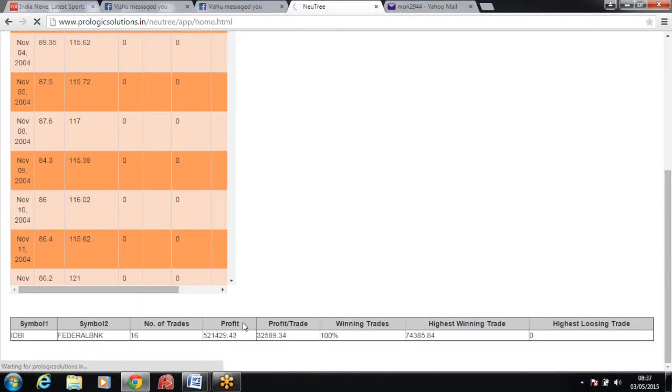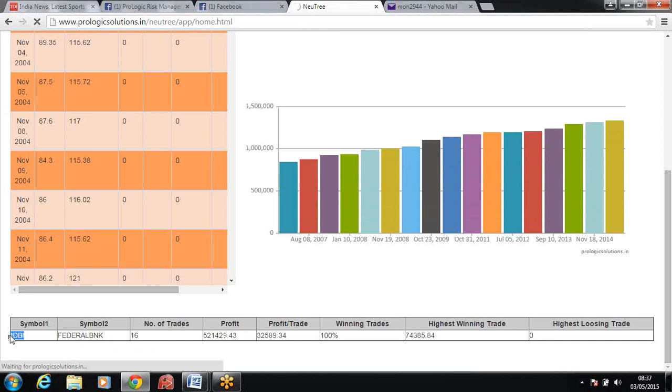So you can just see that. This is IDBI and Federal Bank, and we had 16 trades in this particular pair. The total profit is around 5 lakhs here. The profit per trade is around 2,000 rupees. And it's 100% winning trades, in the sense we have not lost even a single trade here. So we don't have any lost trade here.